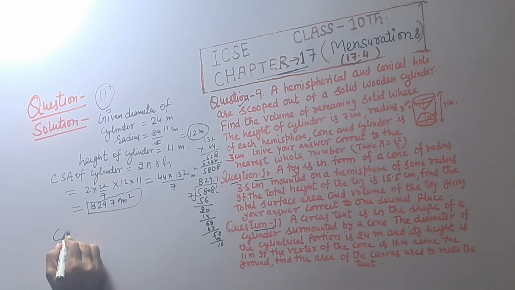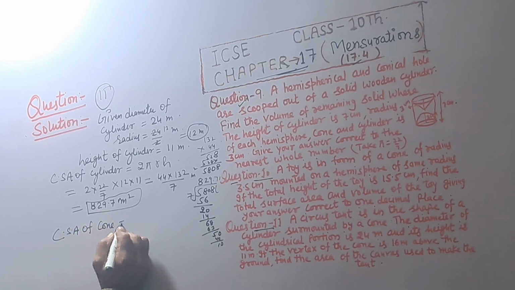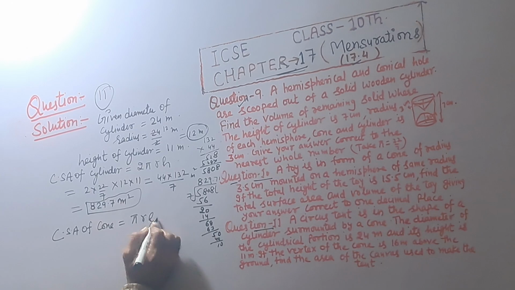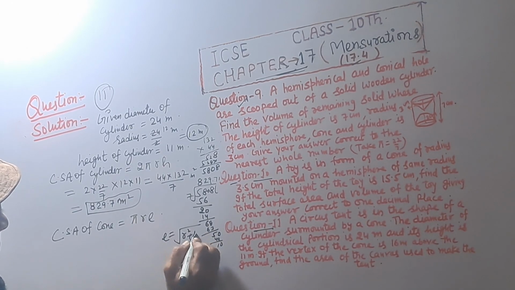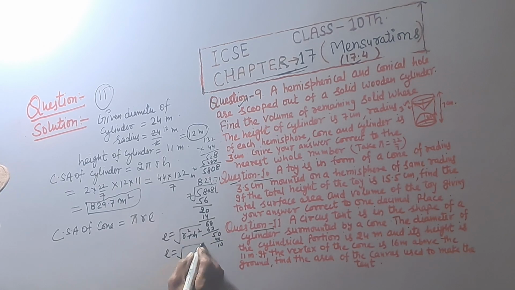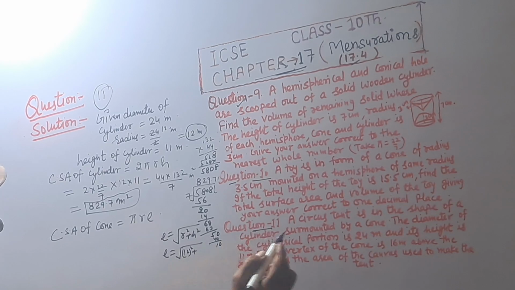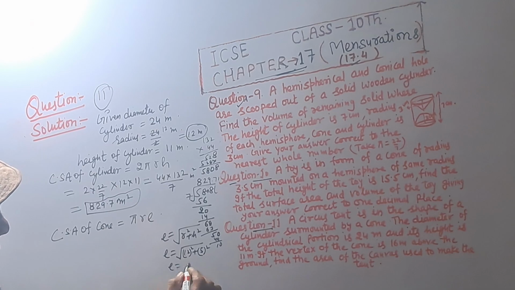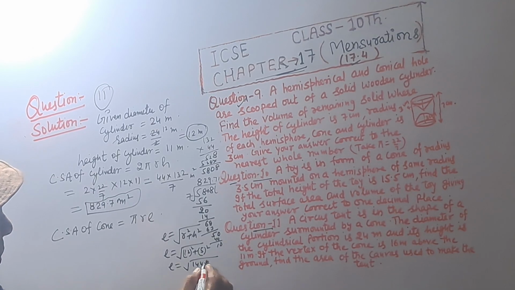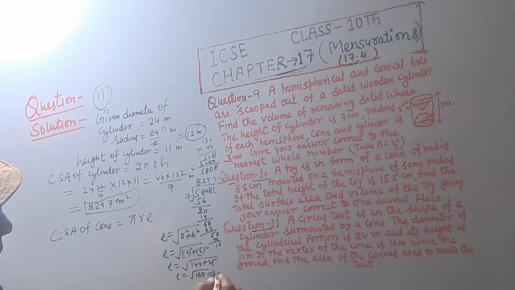Curved surface area of cone is equal to pi r L. L is equal to root of r square plus h square. So slant height L is equal to radius 12 square plus height 5 square. L is equal to 144 plus 25. L is equal to under root 169. Then L is equal to 13 meter.